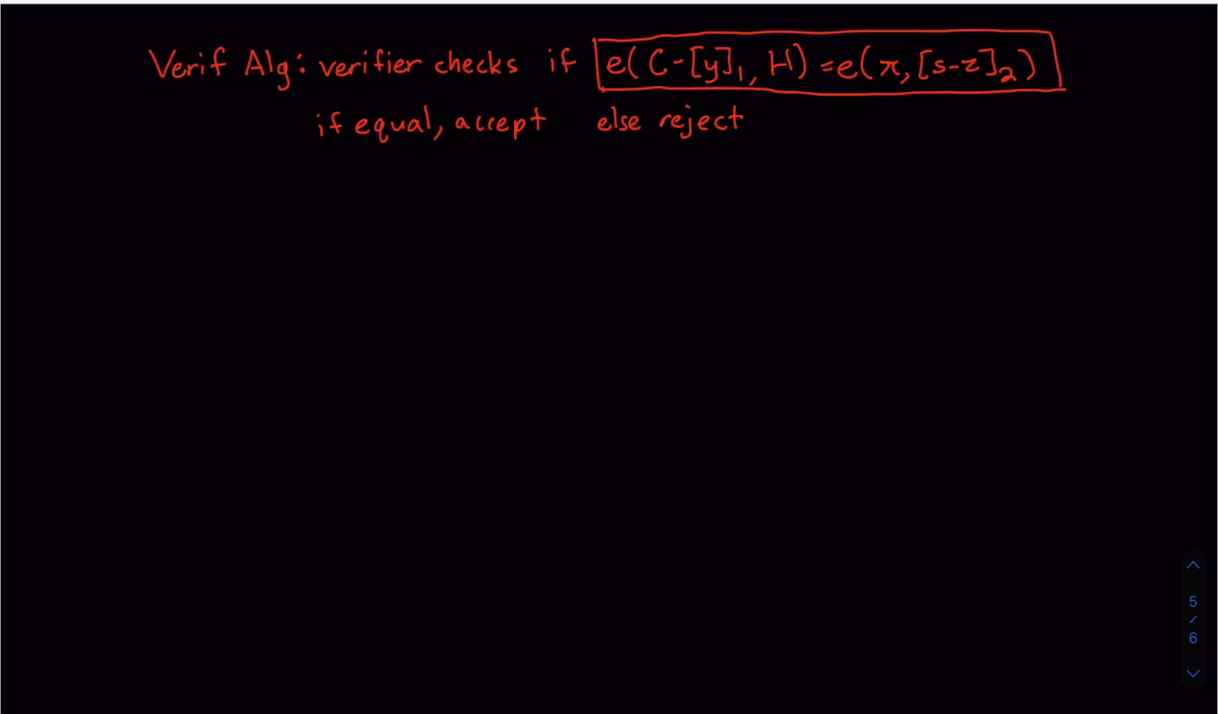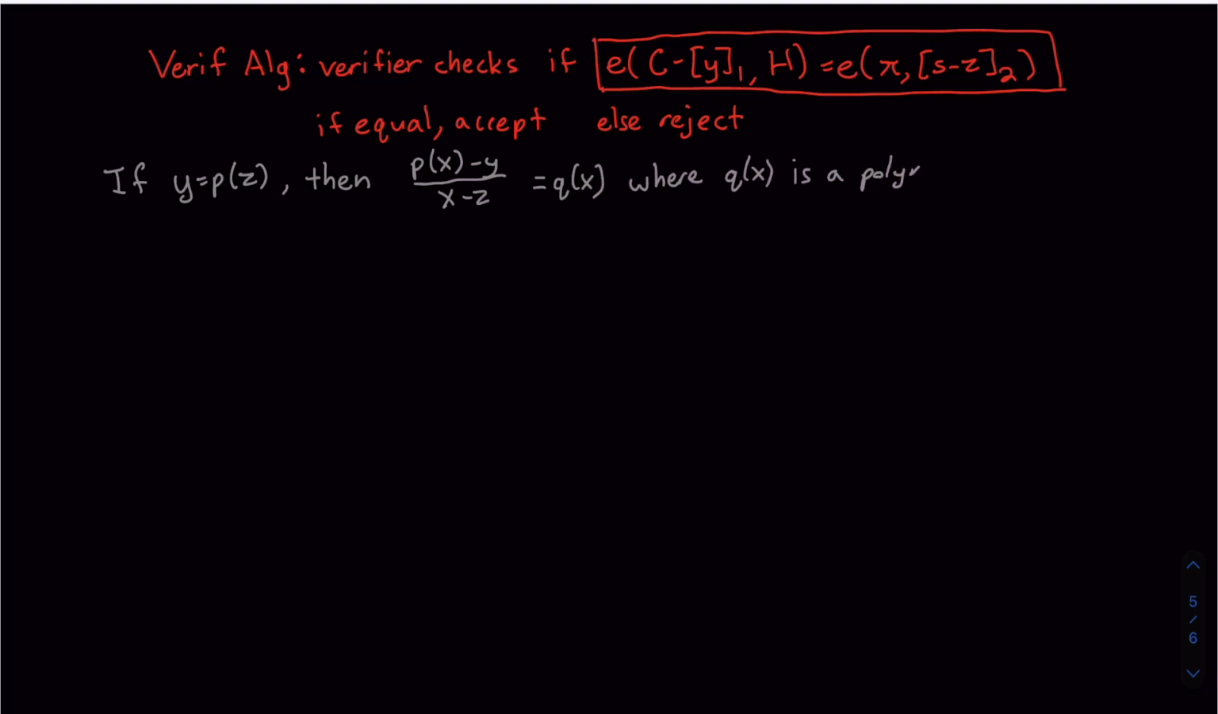So why does this work? What's actually going on here? We've already established that if the prover is telling the truth and that P of Z really equals Y, then the following polynomial identity holds. P of X minus Y divided by X minus Z equals Q of X. If we move the denominator to the other side, this becomes P of X minus Y equals Q of X times X minus Z. So at a high level, the verifier's job is to check that this equation is true.